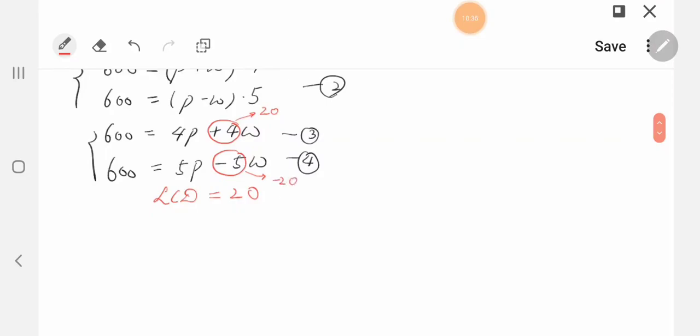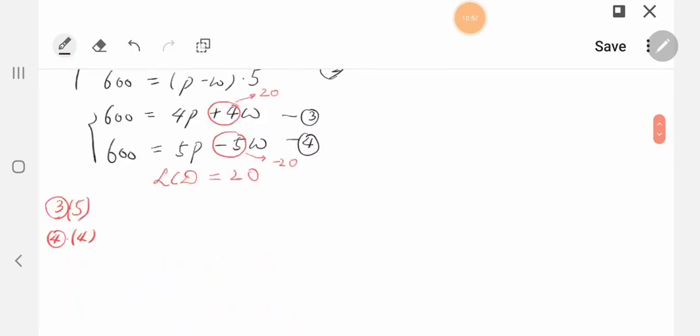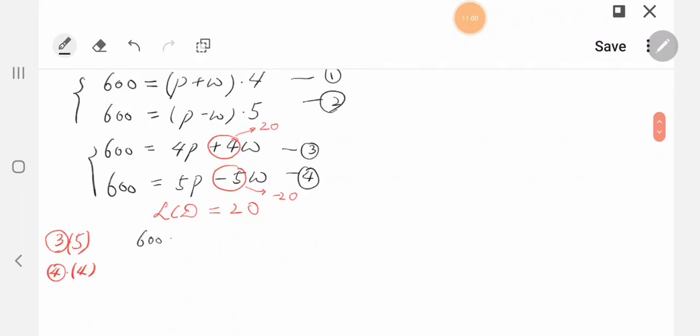First of all, we have to multiply the third equation by 5, so that we can make it 20, and then multiply the fourth equation by 4, so that we can make it negative 20. Let me write the third and the fourth equation. So we multiply each equation, this one by 5 and this one by 4, including the right side.